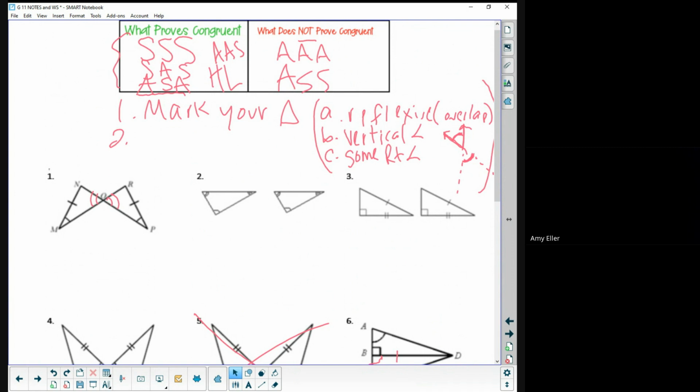So step 1 is mark your triangle. Those are what you're allowed to mark. Step 2, cover up one triangle. Step 3, what do I have 2 of? Step 4, is the third thing touching both? Got that written down? All right, where's the metal piece?